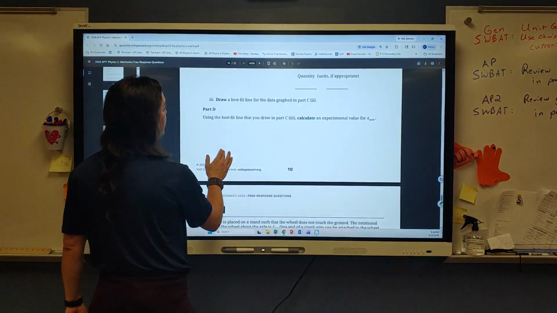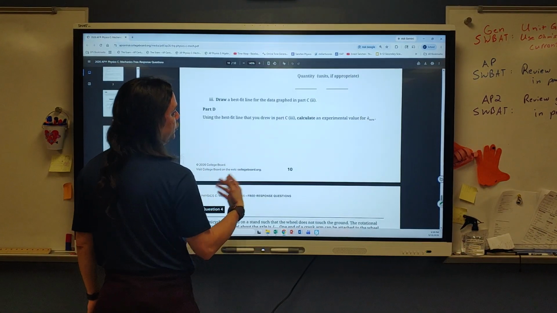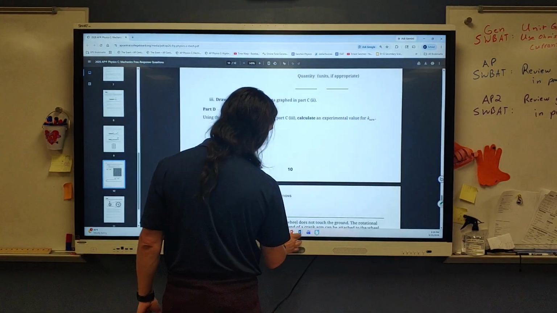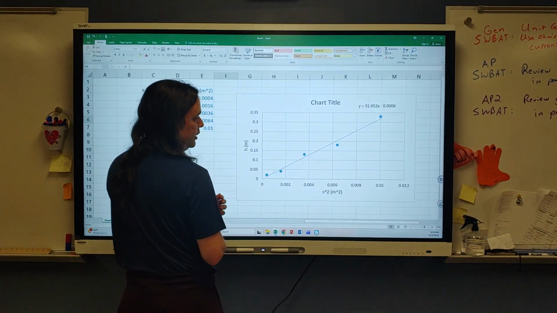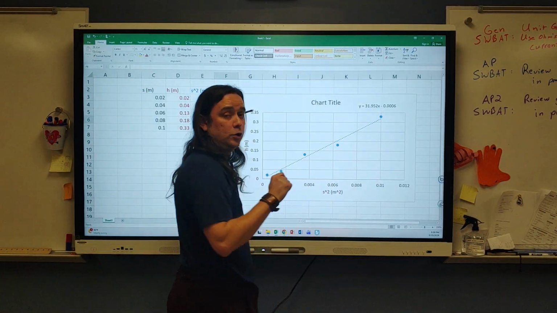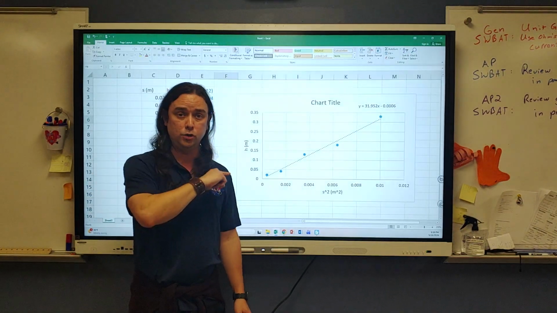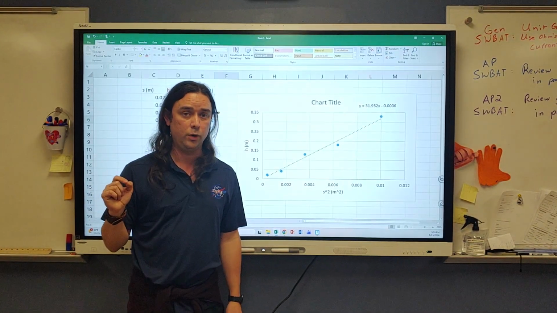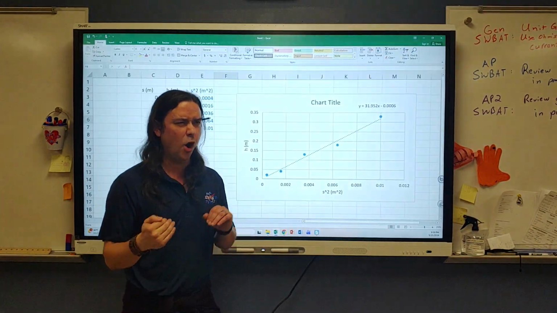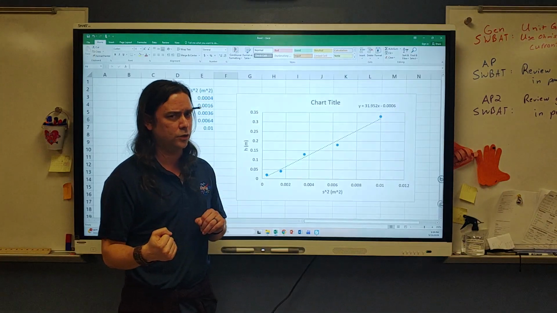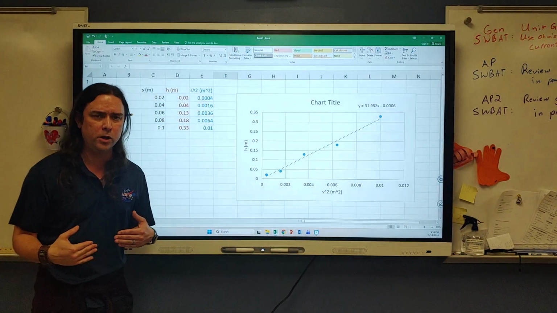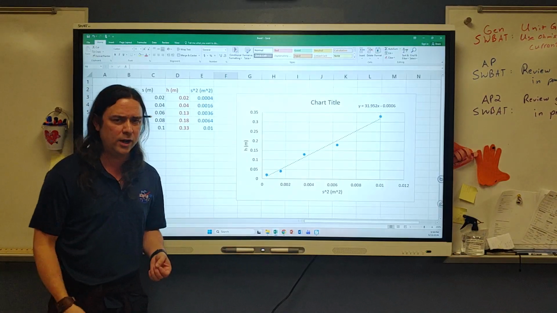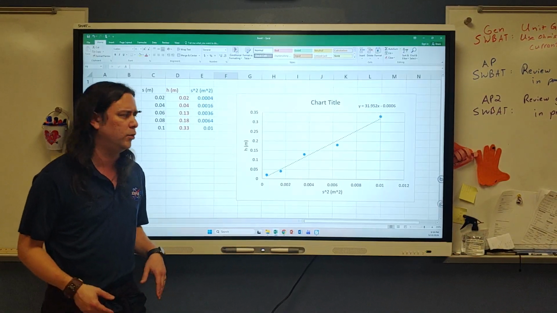Okay, next up, part D: using the best fit line you drew, calculate the experimental value. For me, again, I'm cheating a little bit, although not necessarily. You can always do a linear regression off of the data. If you do that, please include in your solution that you are using a linear regression. That was something that we had in the old APC. I don't know if it carries over to the new one, but it's still a good habit to get into. If you have a number that appears to come out of nowhere, tell the grader where it's coming from, just so we have an idea of what you're doing.